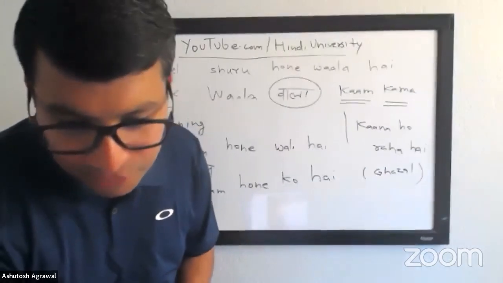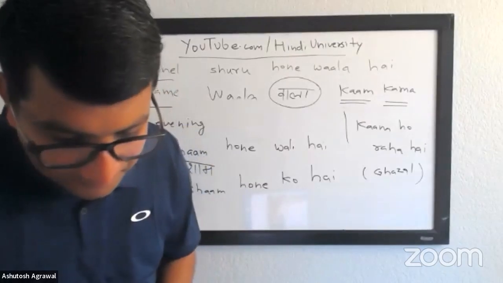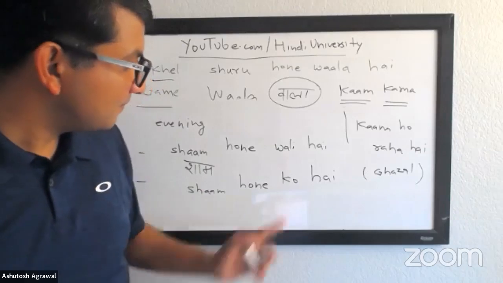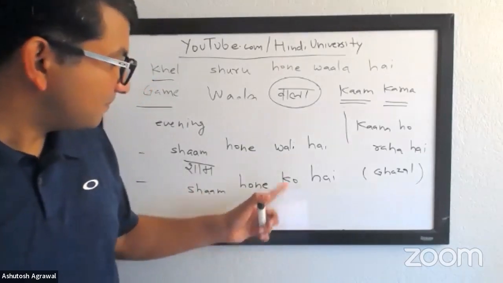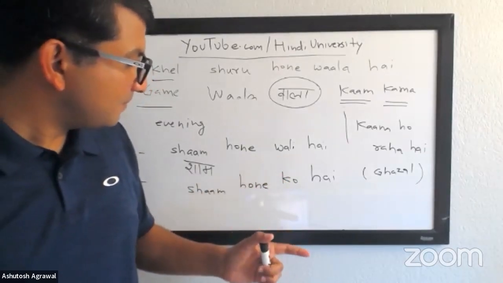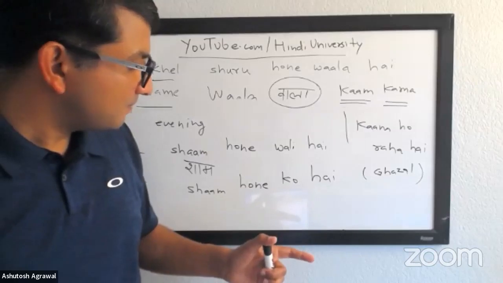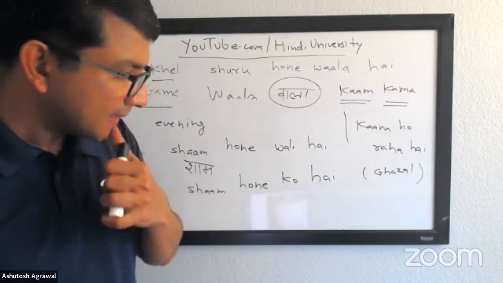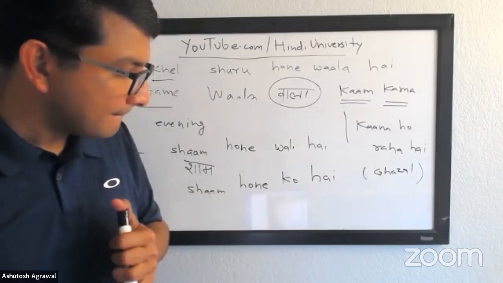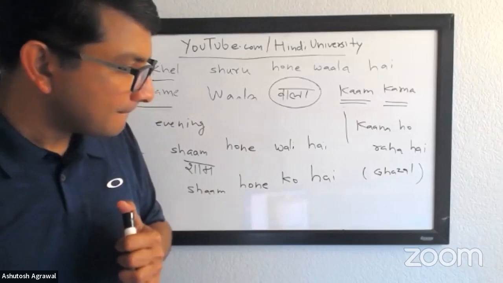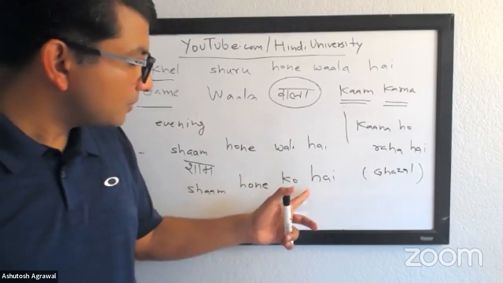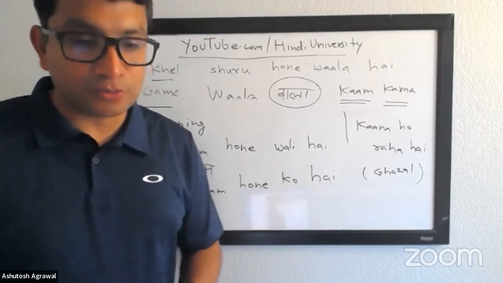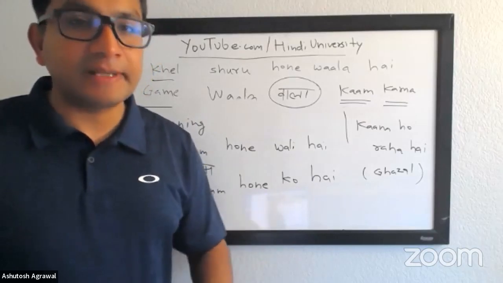Sharan ji, yeah, go ahead. Yes, I'm a little bit lost. Since you have those two examples on the board with the wali and the ko, can you re-explain the difference in the two sentences? What is the difference between those exact two sentences that you have on the board? They're exactly the same. They convey the same meaning, that it's going to be evening soon.